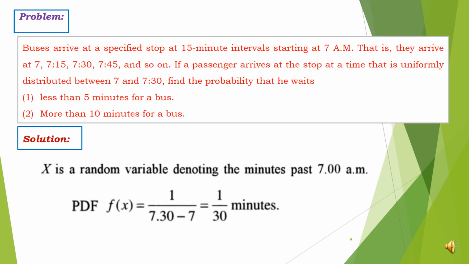The next problem is on bus arrival. In this problem, buses arrive every 15 minutes and a passenger arrives randomly between 7 and 7:30. We need to find two probabilities: the probability that the waiting time is less than 5 minutes, and the probability that it is more than 10 minutes. To find the probability, first we find f(x) as 1 by (b minus a), that is, 1 by 30 minutes.